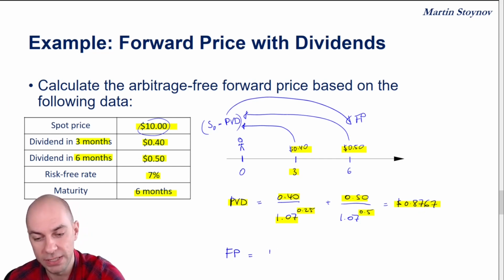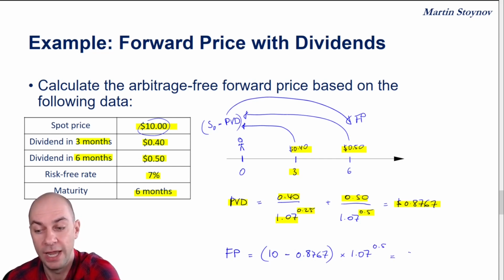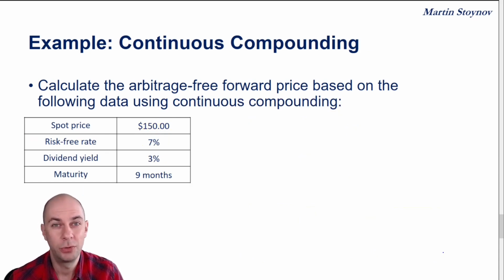Then I need to take my spot price, which is $10, knock off the present value of the dividend. Okay, so spot minus PVD, which then you can think of as the net spot, so the spot net of the dividends, which we can then compound at 7% for 6 months, so raised to the power of 0.5, and that hopefully should give us the correct answer of $9.44.